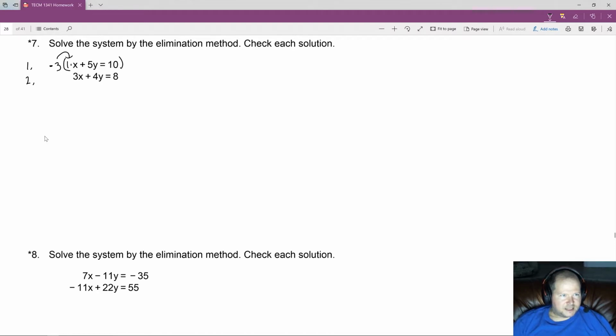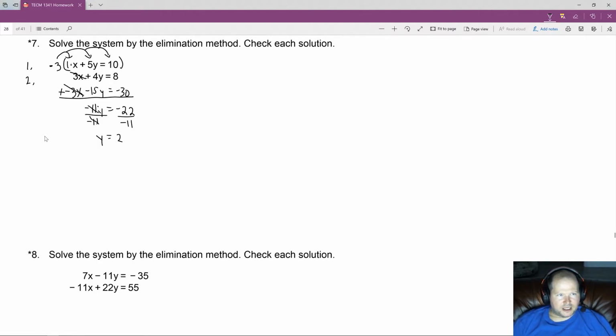Okay, so we distribute this. Negative 3 times 1x is negative 3x. Negative 3 times 5y is negative 15y. Negative 3 times positive 10 is negative 30. And then we add those together. So 3x plus negative 3x cancels out. 4y plus negative 15y is negative 11y. 8 plus negative 30 is a negative 22. So now we undo the multiplication of y by a negative 11 by dividing by negative 11. And whatever we do to one side, we do to the other. It gives me y is equal to a negative 22 divided by negative 11 is a positive 2.